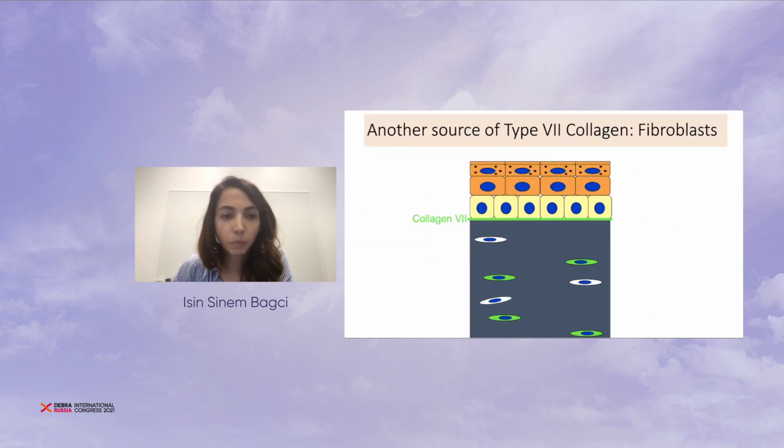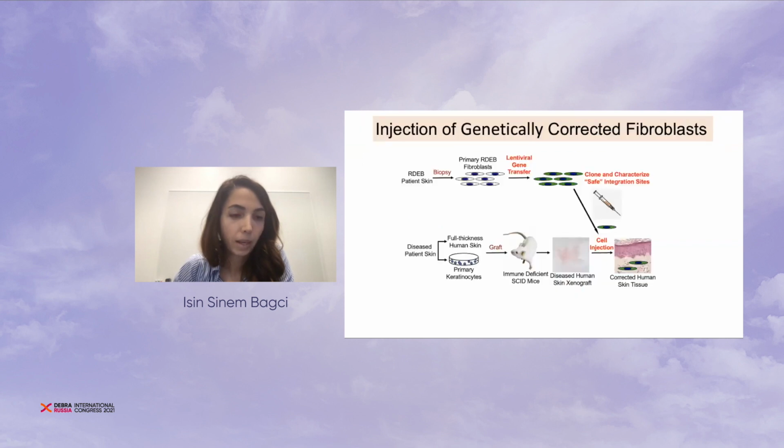A different attempt to supply collagen 7 to RDEB patients was using fibroblasts. Fibroblasts are located in the dermis of skin, and they also produce collagen 7 in healthy individuals. The preclinical study was conducted using RDEB patient skin. Fibroblasts were separated from the rest of the tissue and treated with the collagen 7A1 gene using a lentiviral vector.